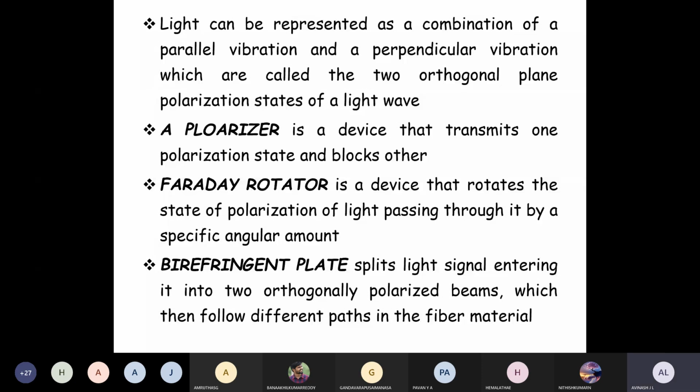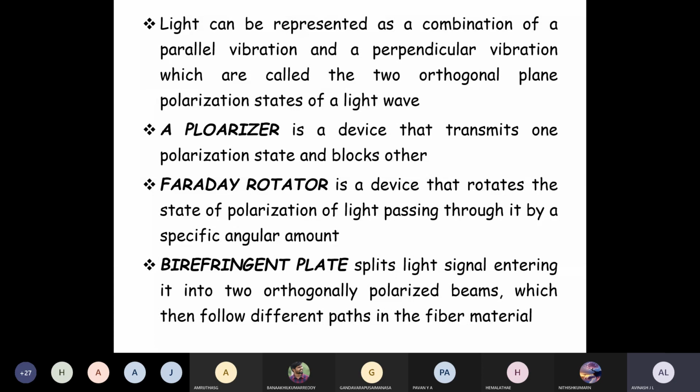So when we divide into horizontal and vertical, if you are using a polarizer, the polarizer will block one particular state and allow the other particular state. That is the functioning of a polarizer. Polarization means we divide the wave into perpendicular vibration and parallel vibration. A polarizer is a device that transmits one polarization state and blocks the other.